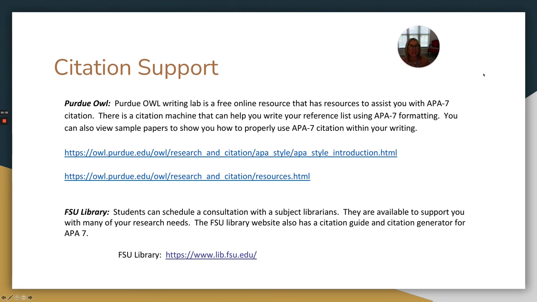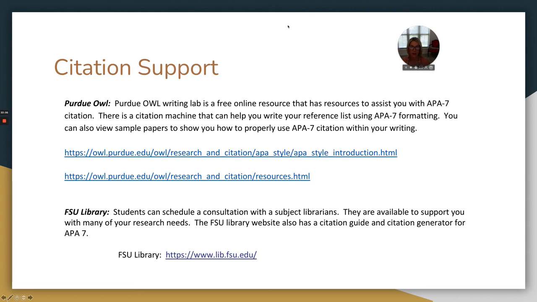So, for your citation support, Purdue OWL has a writing lab. That's a free online resource. Sometimes you have to kind of weed through some of the ads, but it can help you with any questions you have with APA 7 citation. There's also a citation machine where you can choose if you want to cite a journal article, a book, or a website, and you plug in the information. It will help you with your citation, and you can copy that and paste it into your reference list.